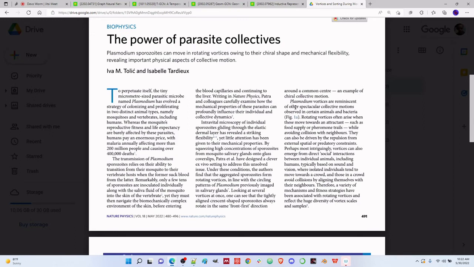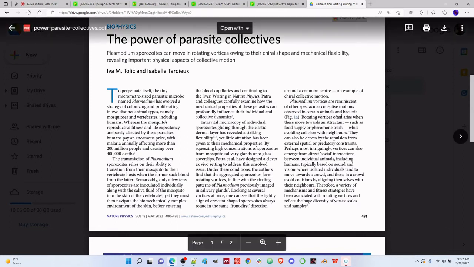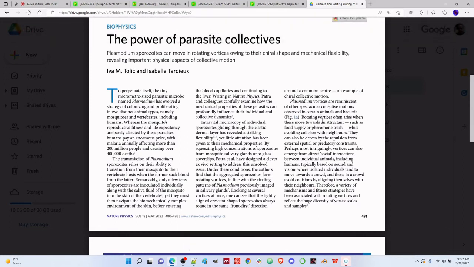These vortices are reminiscent of other spectacular collective motions observed in certain animals and bacteria. Rotating vortices often arise when these move towards an attractant, such as a food supply or pheromone trails, while avoiding collisions with neighbors. So there are a couple of very simple rules here. The first is this sort of taxic behavior, so it's being attracted to something or repulsed from something, some environmental stimulus. Then you can't be too close to your neighbor, and you can't be too far away from your neighbor. If you're familiar with the Boids model, this is exactly the type of thing that you see there. You see these very simple rules, and then you get this sort of complex collective phenotype that emerges from it.